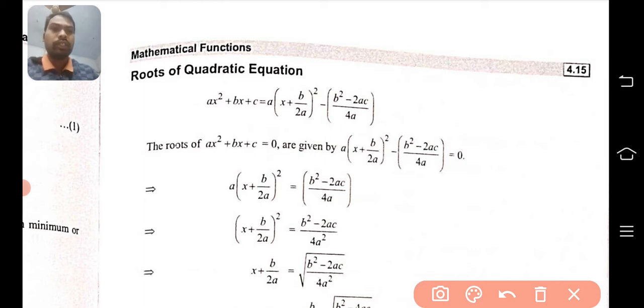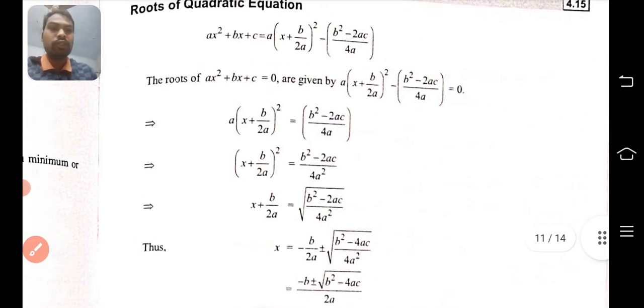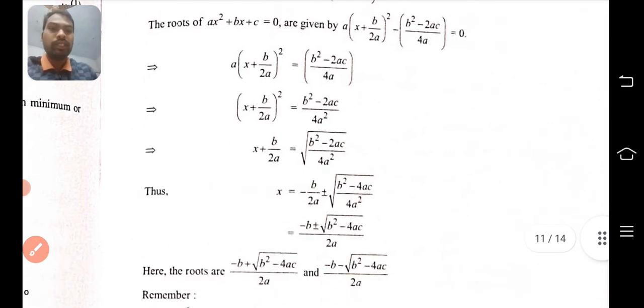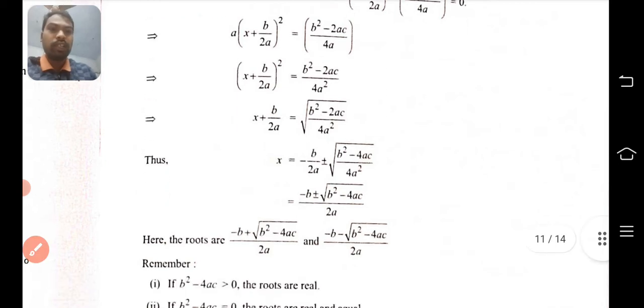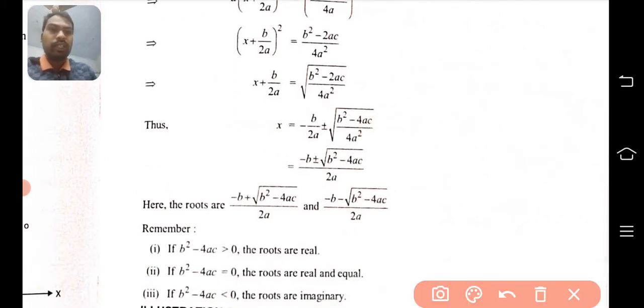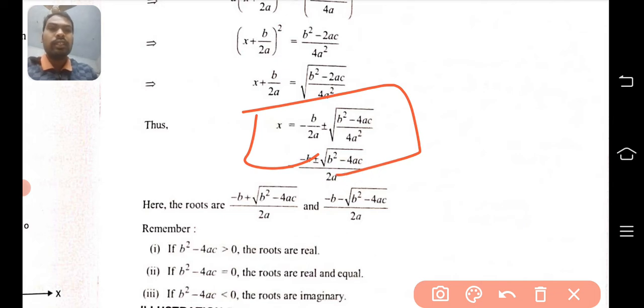Clear? Yes. Whatever we have written on the right hand side, we can also write equal to 0. Then you derive the value. If you solve this, then we can derive it.